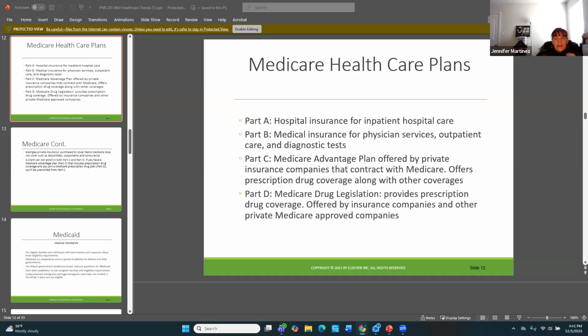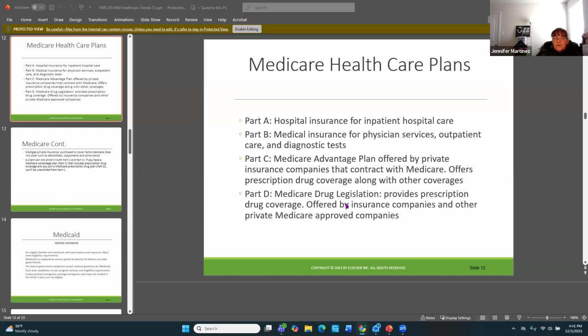Part C is your Medicare Advantage programs. Medicare Advantage programs are offered by private insurance companies that contract with Medicare. This can be your HMOs, your PPOs, your fee for service. They offer prescription drug coverage as well. Part C has to be paid for separately, so it is another out-of-pocket cost.